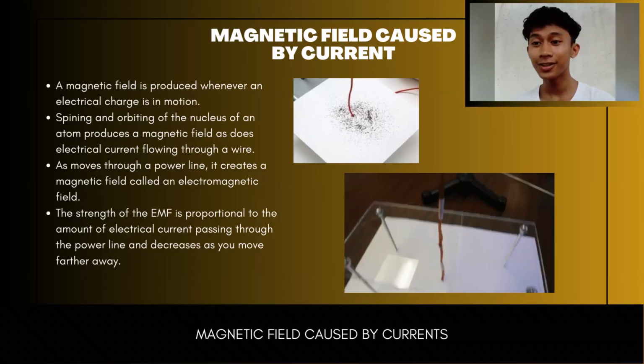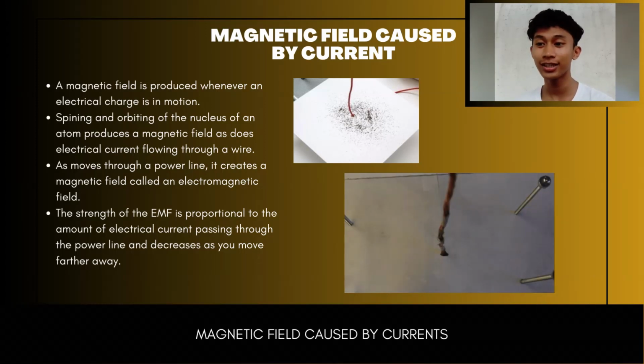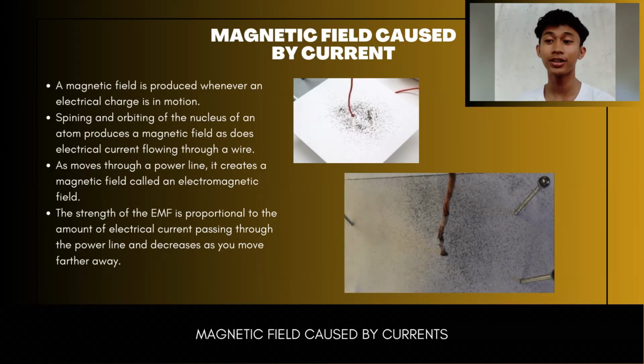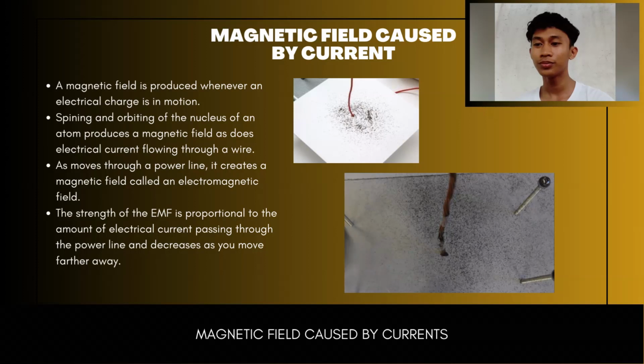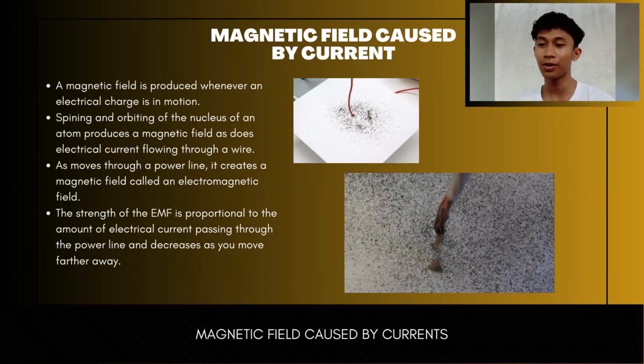A magnetic field caused by a current. A magnetic field is produced whenever an electric charge is in motion. As you can see, we have a wire in the video. The spinning and orbiting of the nucleus of an atom produces a magnetic field, and thus electrical current flowing through a wire, as it moves through a power line, creates a magnetic field called an electromagnetic field. The strength of the EMF is proportional to the amount of electrical current passing through the power line and decreases as you move farther away.